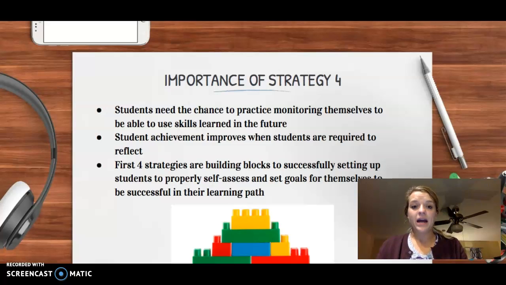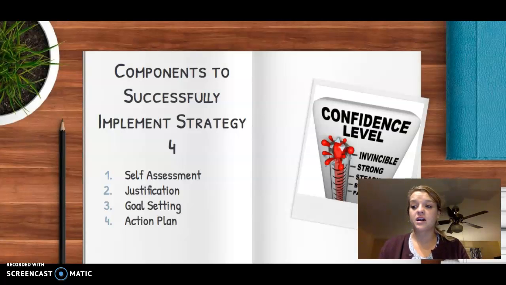Students need the chance to practice monitoring themselves to be able to use the skills in the future. Student achievement improves when students are required to reflect. The first 4 strategies are the building blocks to successfully setting up students to self-assess. To implement this, you have to complete the following things: self-assessment, justification, goal setting, and an action plan.